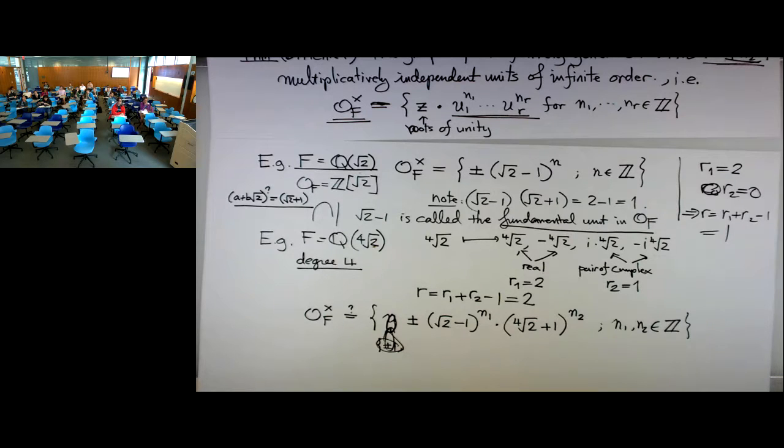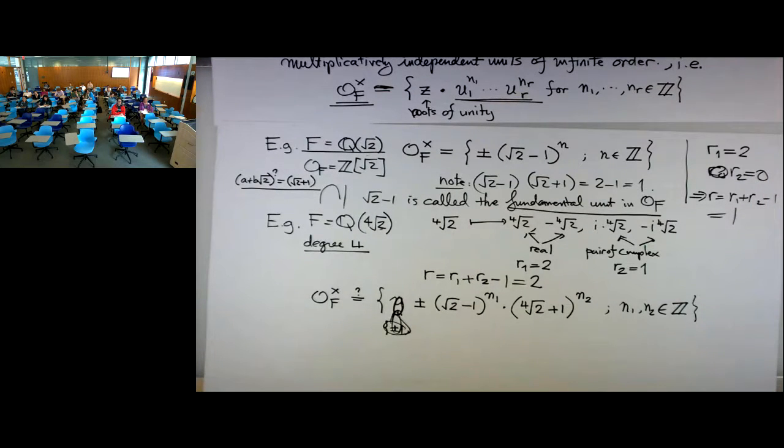And for this real quadratic case, there is a good algorithm to compute the fundamental unit. I won't attempt to show this now, but you just use continued fractions to calculate the fundamental units in this case. But not now.